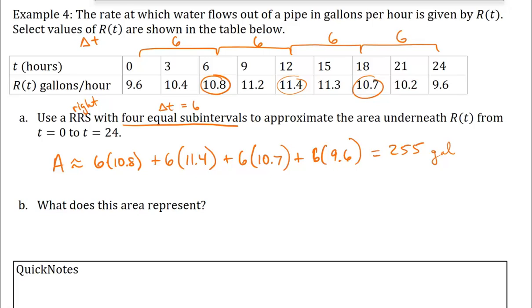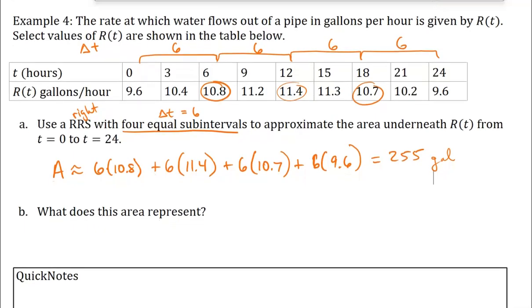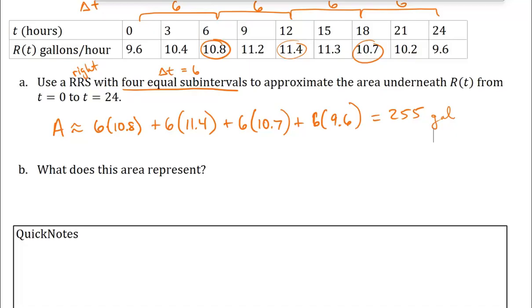First, to quickly finish up the last example we worked on yesterday. This is the one with the water flowing out of the pipe. We did our right Riemann sum and got our approximation. But the second part we didn't quite finish. I think we said it verbally, but just to make sure that we know how to answer this type of question, this is an interpretation question.